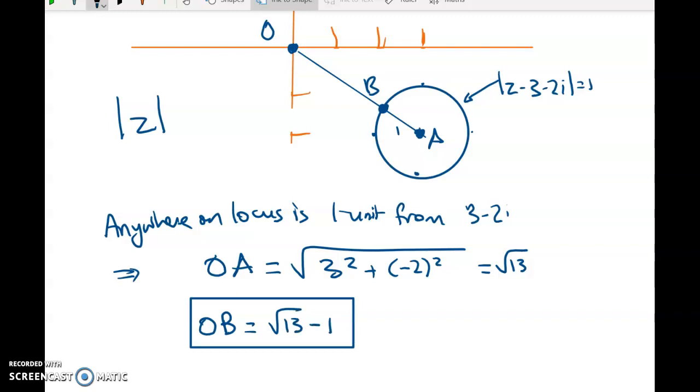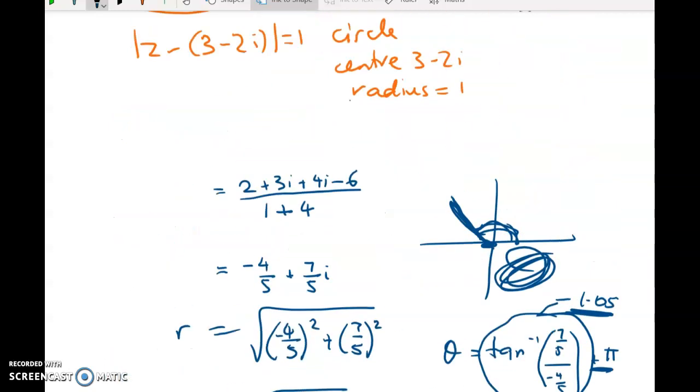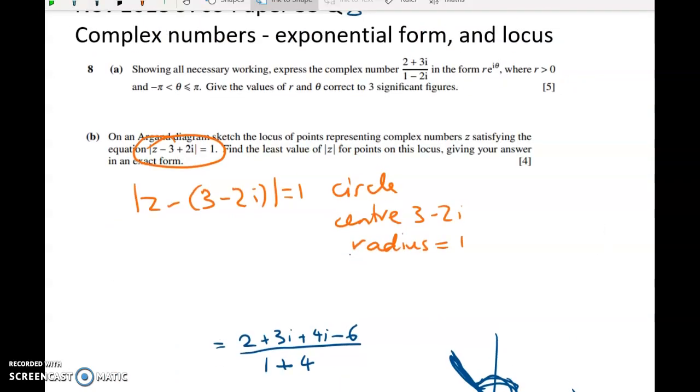Okay, so that's the shortest distance. That's the minimum modulus point on the locus. So we haven't found the coordinates of that point B. We weren't asked to do that, right? So we just had to find the least value of this thing here.